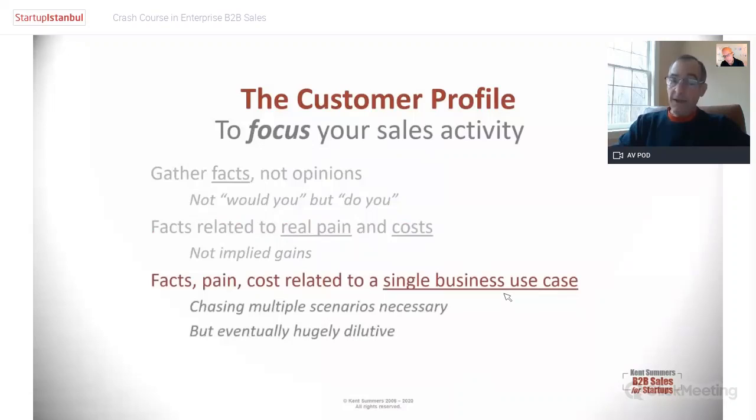And lastly, facts, pain, and cost related to a single business use case. Most startups, if you ask a founder who uses your product, they may rip off 3 or 4 different use cases. Well, it can be used for this, it can be used for this. And that is all very valid and may be very true, but ultimately you need to decide as a founder, what is your beachhead here? What is your single use case that you're going to focus your sales activity?